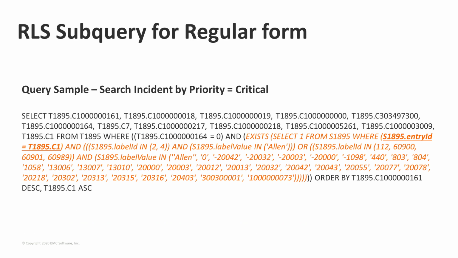A sample query for this implementation for a regular form is shown on the screen. The use case is to do an incident search by priority on the HPD Help Desk form. The RLS clause appended by the server is highlighted in red. As you can see, the T and S tables are joined using entry ID, and the user groups are compared against the label value column in the IN clause.